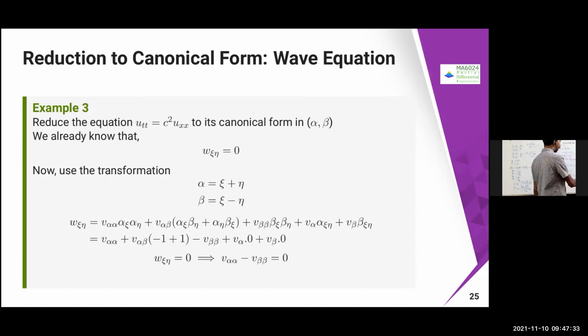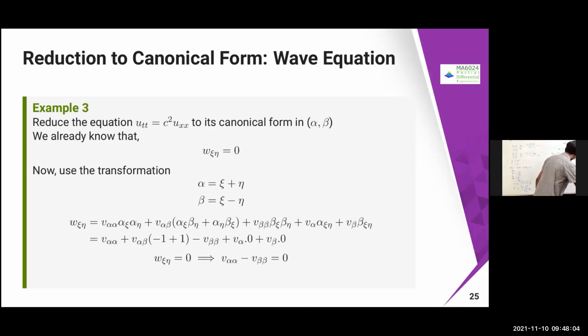So we know that already in the same equation, the wave equation, we'll see it. In the wave equation, u_tt is equal to c square u_xx. In this case, we already know that w chi eta equal to 0. The same equation I can transform to the other form. I can put this transformation alpha equal to chi plus eta and beta equal to chi minus eta.